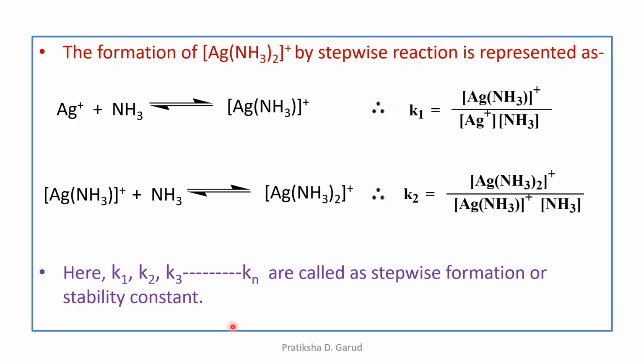So here K1, K2, K3 up to Kn, they are called as a constant, and here they are stepwise formation or the stability constant, right? The ligand molecules are added slowly, or we can say the ligands are added in steps. Therefore it is called as the stepwise formation or the stability constant.